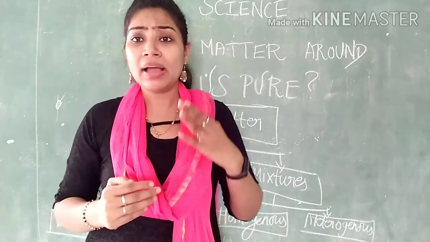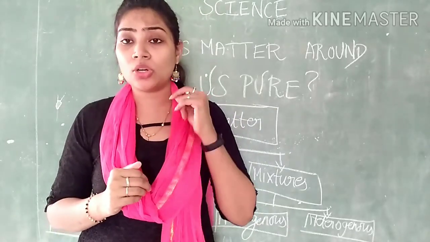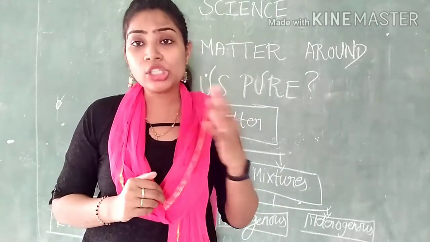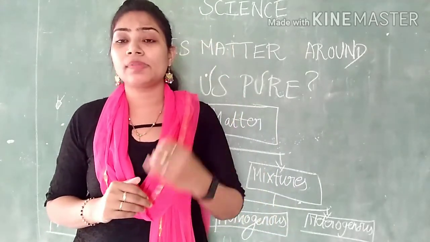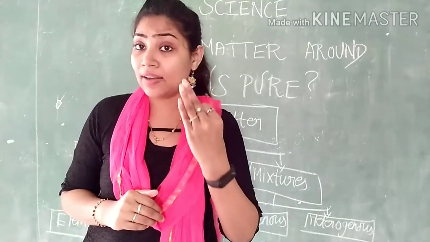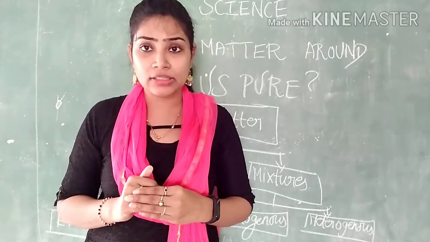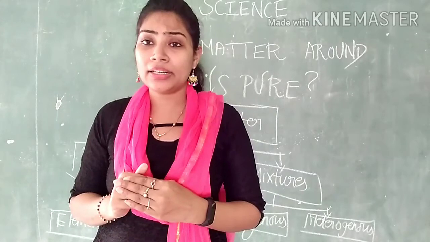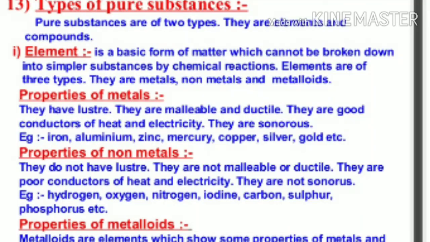So what is meant by matter? Anything that occupies space is called matter. Based upon the physical state, matter is classified under three types, that is solid, liquid and gas. Based upon the chemical composition, matter is classified under two types, that is pure substance and mixture. Now we'll briefly discuss the types of pure substance. So pure substances are of two types, that is elements and compounds.